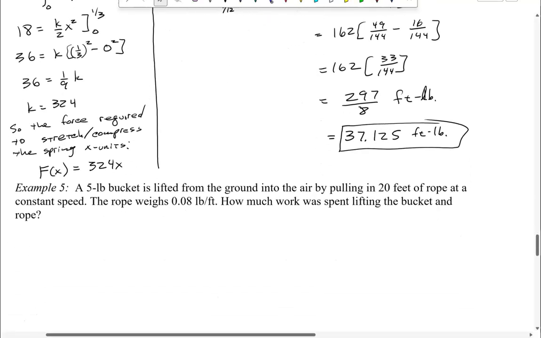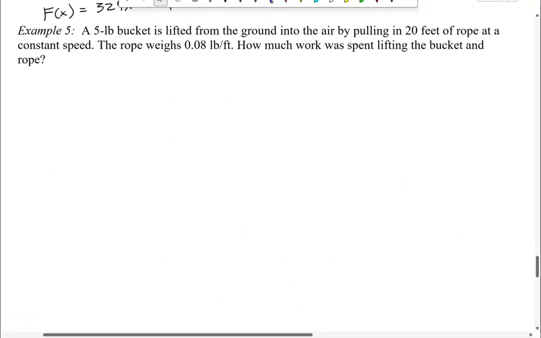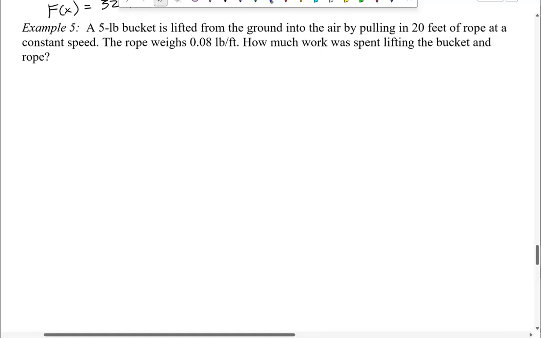This is not involving a spring. This will be a little bit different. Example 5, a 5-pound bucket is lifted from the ground into the air by pulling in 20 feet of rope at a constant speed. The rope weighs 0.08 pounds per foot. How much work is spent in lifting the bucket and the rope?